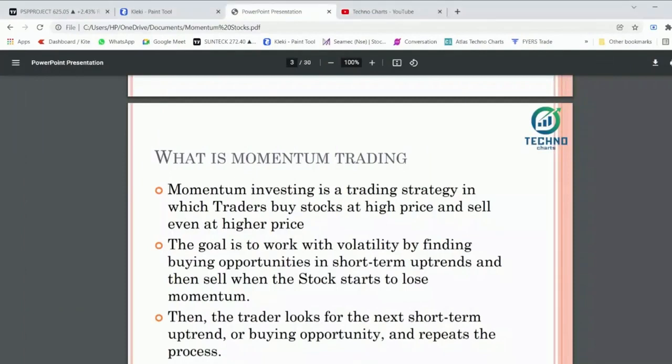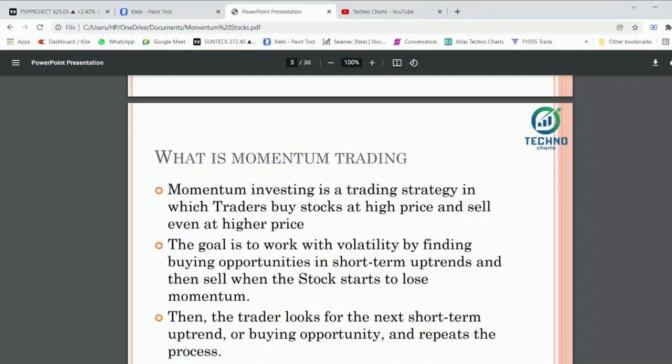What is momentum trading? Momentum trading is a trading strategy in which traders buy stocks at a higher price and sell them at an even higher price. For example, if a stock is trading at an all-time high or at a 52-week high, that means it is already a trending stock, and you buy those stocks and sell them at an even higher price. That is basically known as momentum trading.